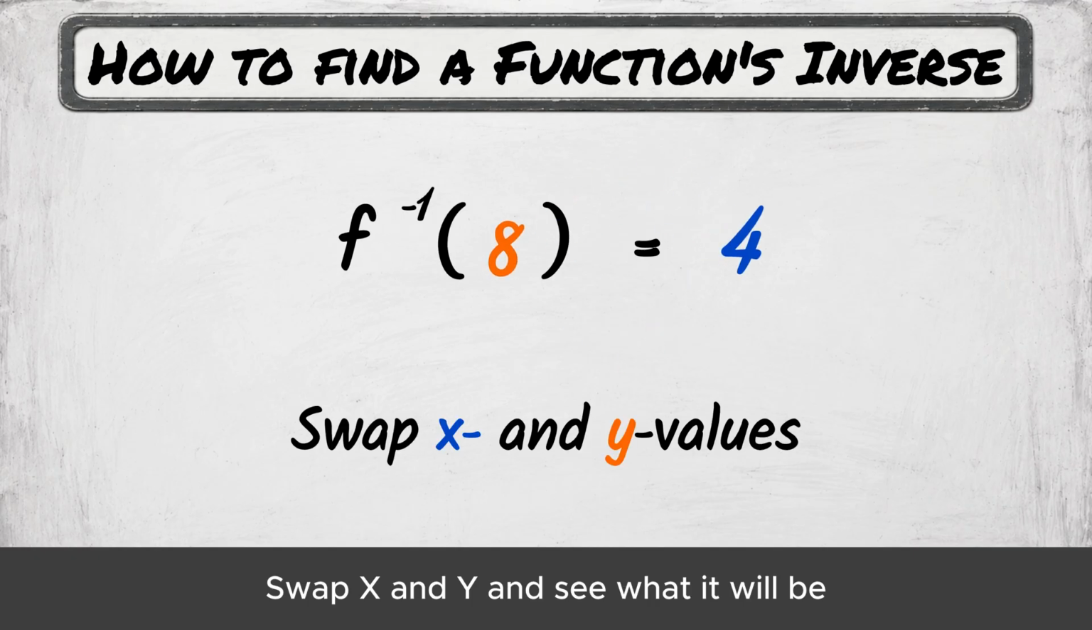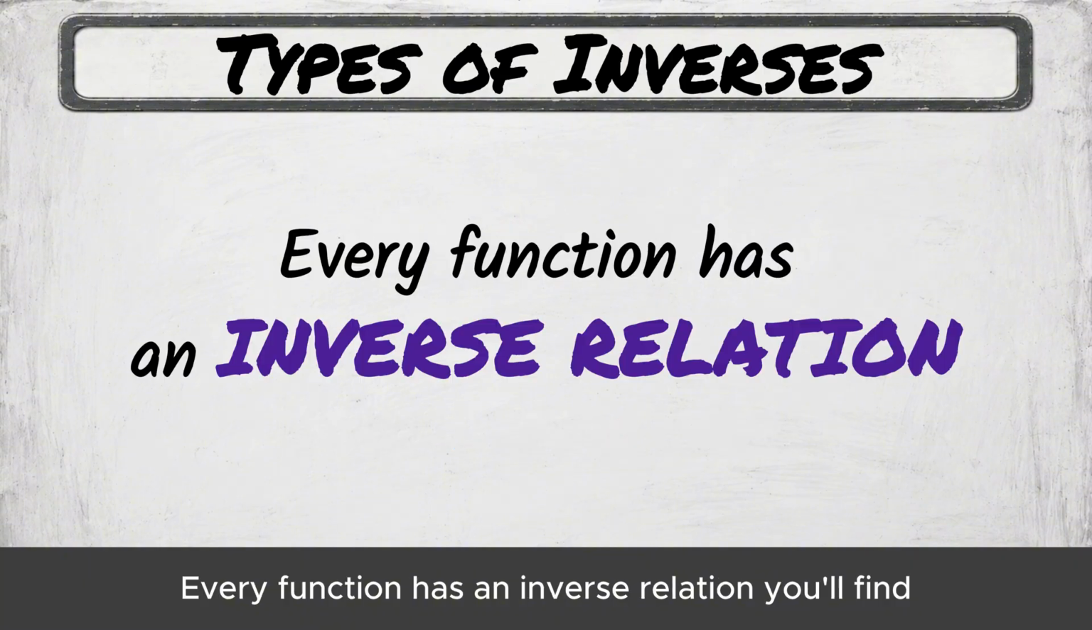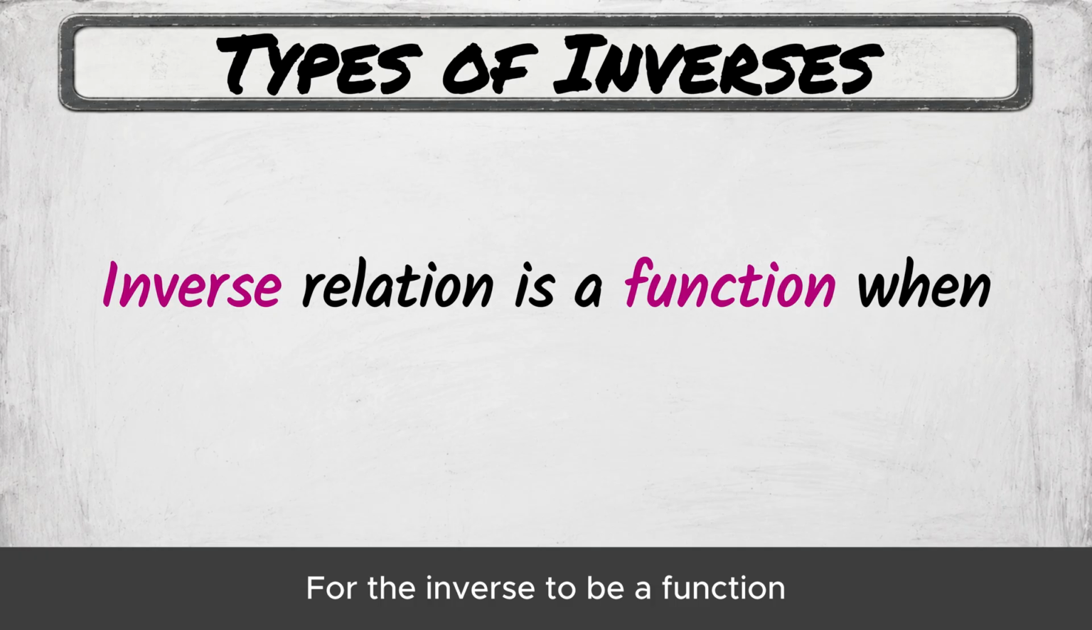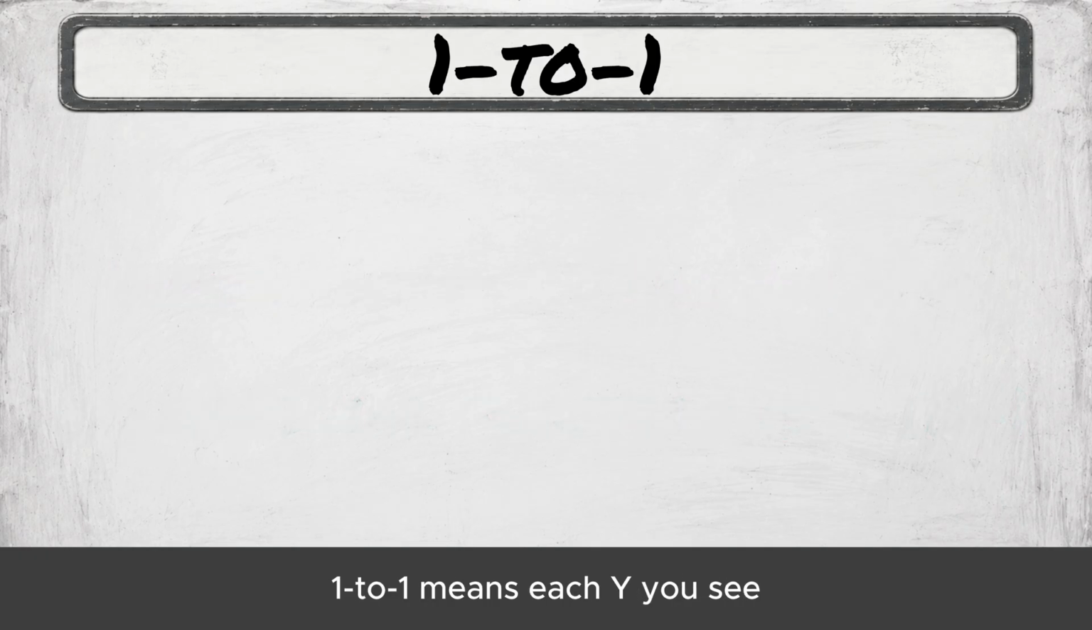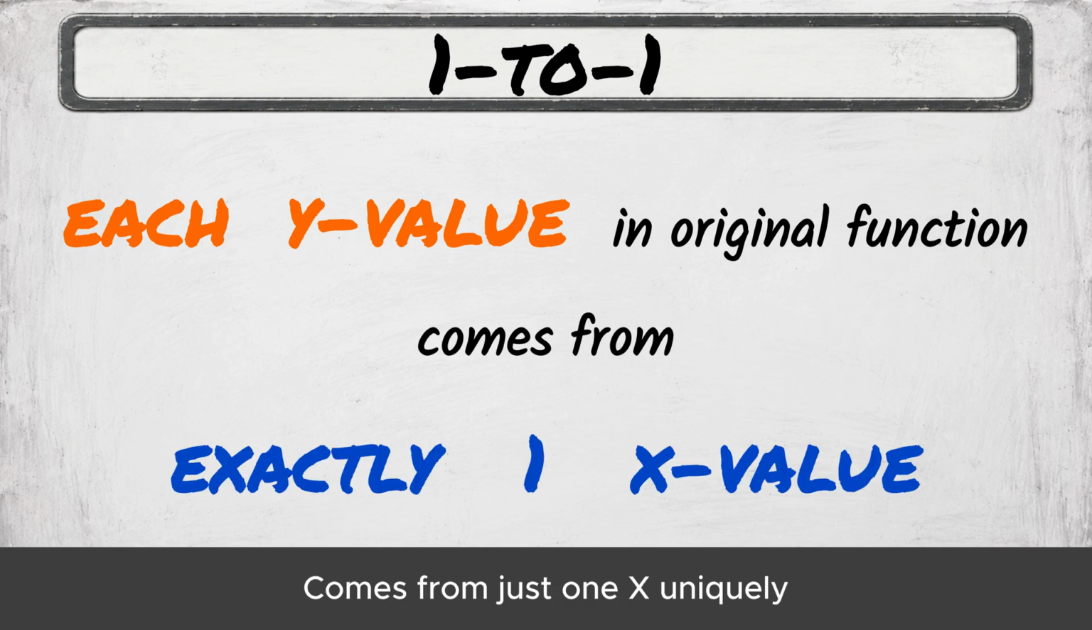Swap x and y and see what it will be. Every function has an inverse relation you'll find. For the inverse to be a function, the original's 1-to-1 by design. 1-to-1 means every y you see comes from just one x uniquely.